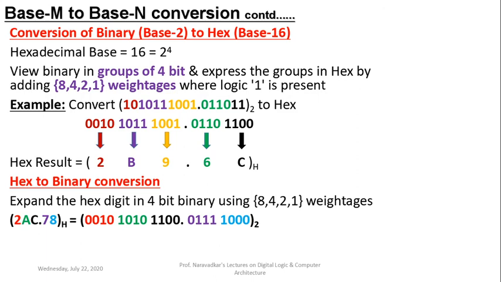Point. 7. 7 means 4 plus 2 plus 1. In 8421 weightages, we simply write 0111. And then the last hexadecimal digit here on extreme right is 8. 8 means in 8421 weightages, it is equal to 1000. So we are getting that hexadecimal converted to its corresponding binary.